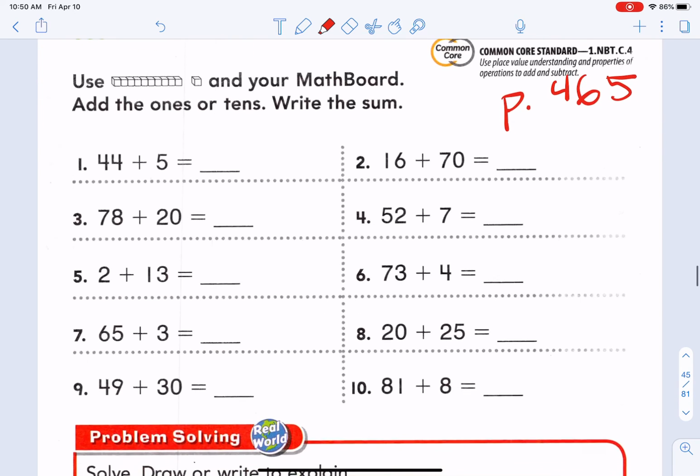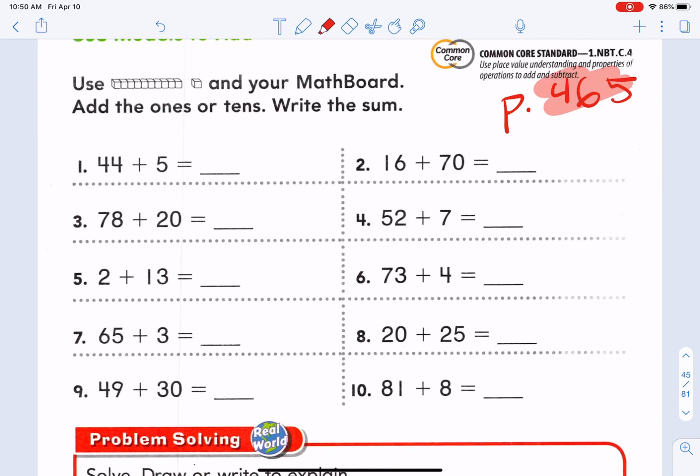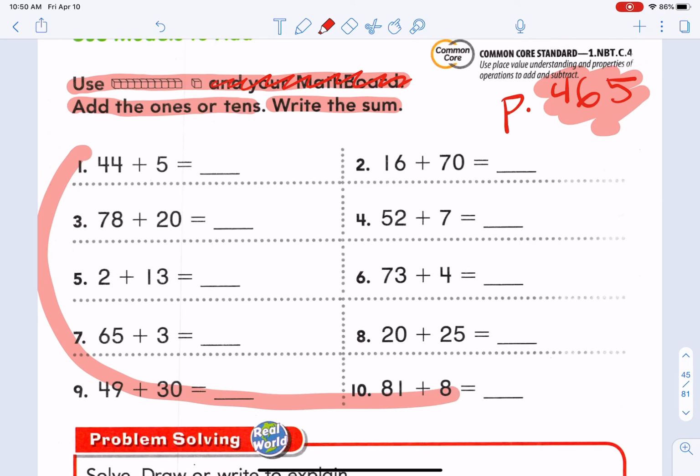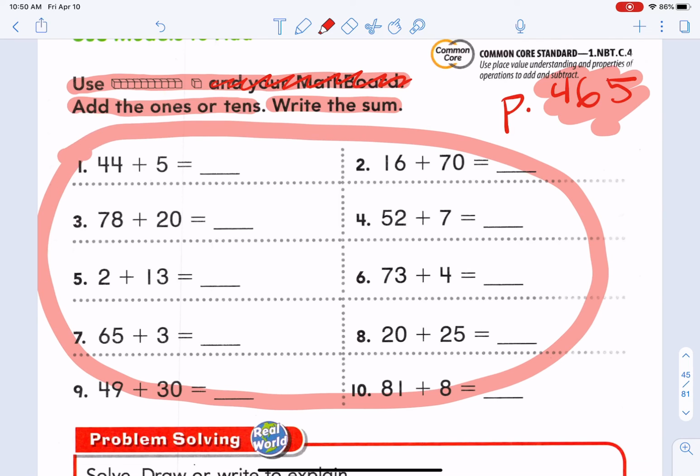And the next page is going to be page 465. The directions say use tens and ones and your math board. But we don't have math boards, so you're just going to draw on another sheet of paper. That's all. So I'll just cross that out. Then it says add the ones or tens, write the sum. And you're going to do all these problems right there.